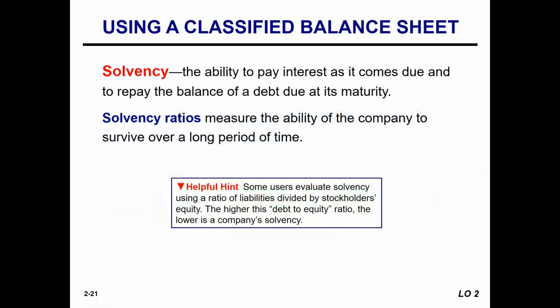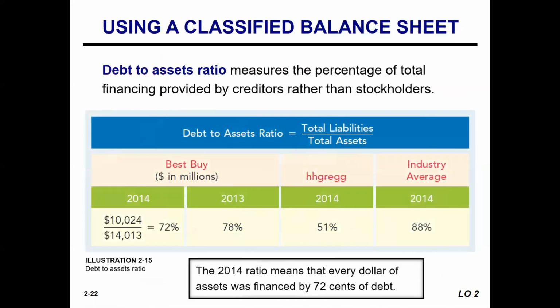Now let's move on to long-term liabilities. Solvency is the ability to pay interest as it becomes due and to repay the balance of a debt due at its maturity. So remember, on your current liabilities, you typically do not pay interest. It's only on long-term liabilities you pay interest. So solvency is focusing on those long-term liabilities, basically saying, are you able to pay interest as time goes by? And when the due date comes, will you be able to pay that amount?